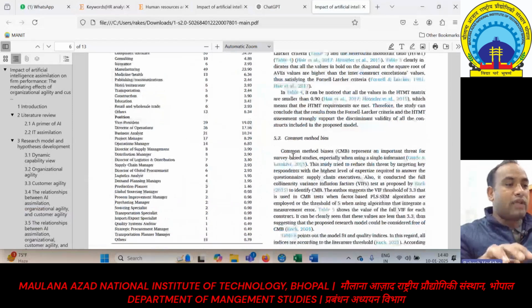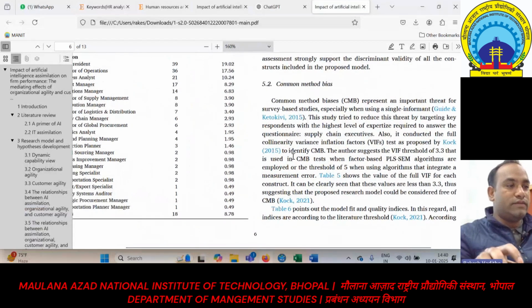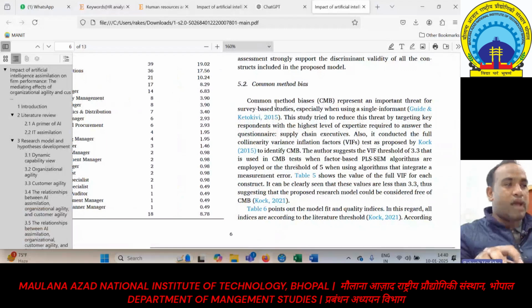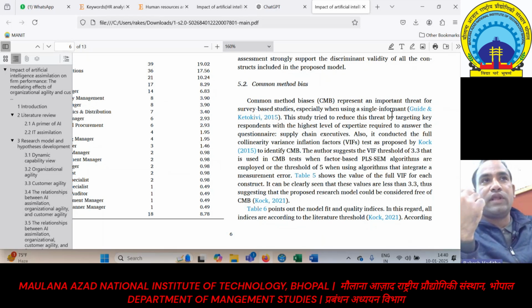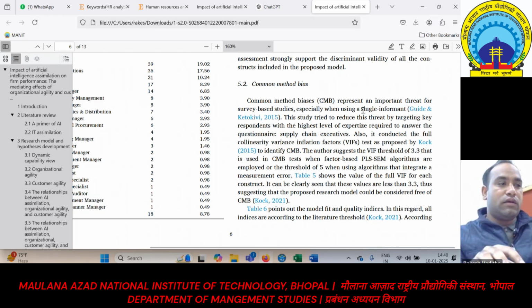In the common bias method, you see this one. Common method bias represents an important threat for survey-based studies, especially when using a single format. It means I have collected data from 153 managers. That is a single format one. Single format means in 3 months I have collected from one source. Then here you see the VIF threshold value should be below 3.3, used to reduce the common method bias in our study.